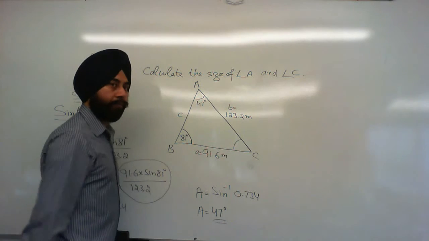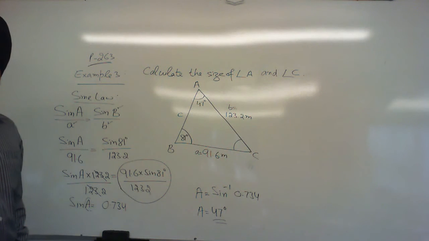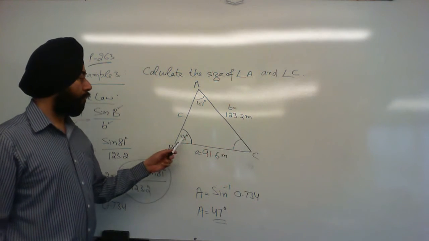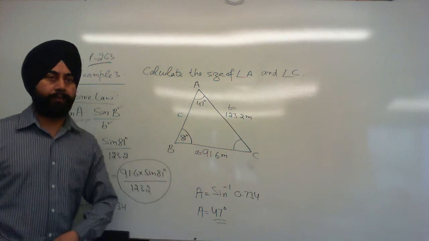We don't have to put in the decimal. Just use the approximate value, because this angle was given as a whole number, so it's better to go with the whole number.